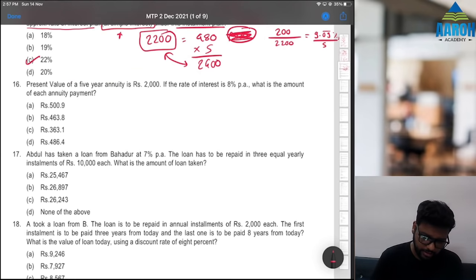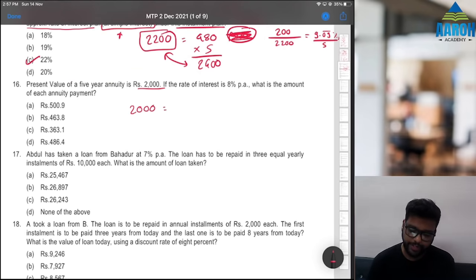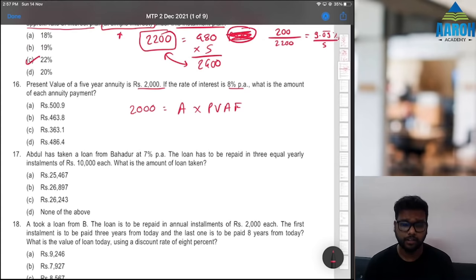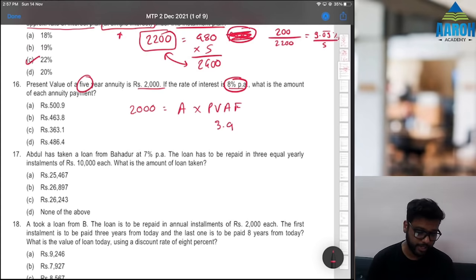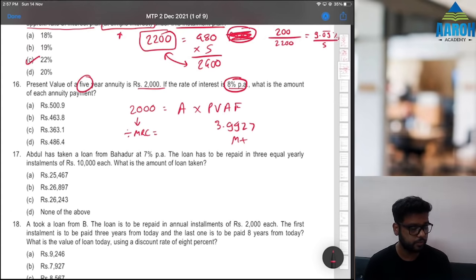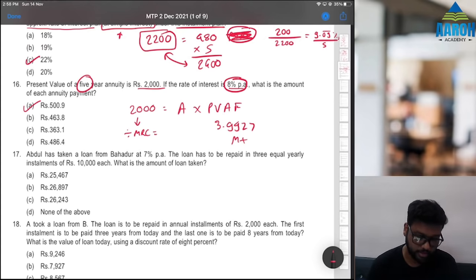Next, 16th. It is a simple PVAR question. Present value of a 5-year annuity is 2000. If interest rate is 8%, what is the amount of each annuity payment? We know that present value is annuity amount into present value annuity factor. How do we find the present value annuity factor? 1 divided by 1.08, 5 times equal to 1, 2, 3, 4, 5 GT. That gives us 3.9927. Don't write it down. Press M plus, add it to memory. Then 2000 divided by MRC equal to, that gives us 500.9, option A.